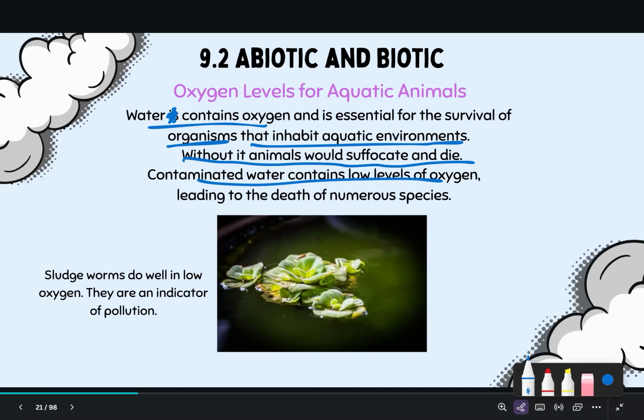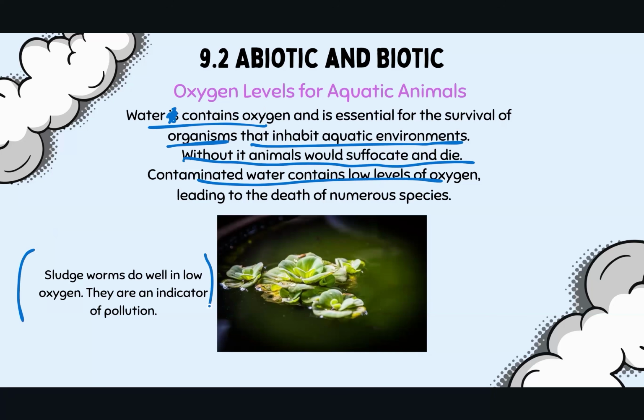And sludge worms are an indicator of low oxygen, because sludge worms can survive in a low oxygen environment, and that indicates pollution. Another example of this is eutrophication. It does come afterwards in this PowerPoint, but I'll explain it now.